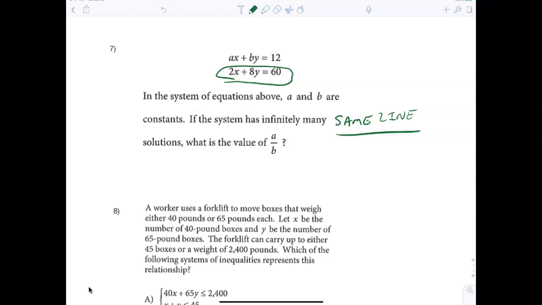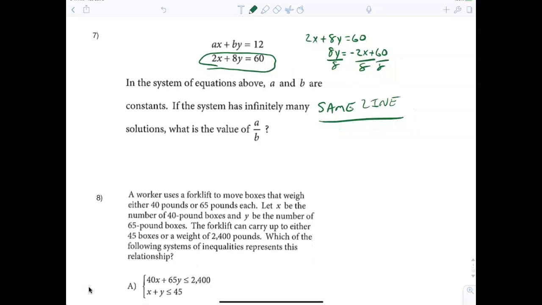If the slopes are equal, I want everybody to tell me what the slope is. We need to work out the slope of that line right there. So 2x plus 8y equals 60. Move the x over. 8y equals negative 2x plus 60. Now I can do what to both sides? Divide by 8. So now I have y is equal to negative 1/4 x plus 15 over 2. But the 15 over 2 is not all that important. Is everybody good on that?